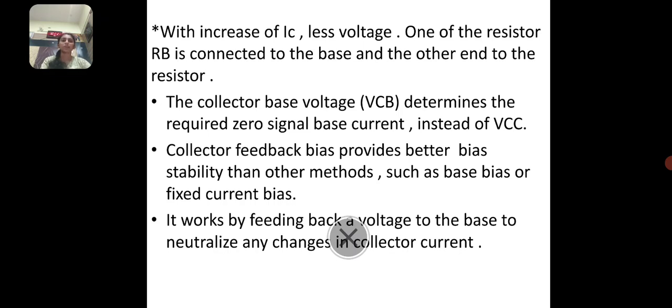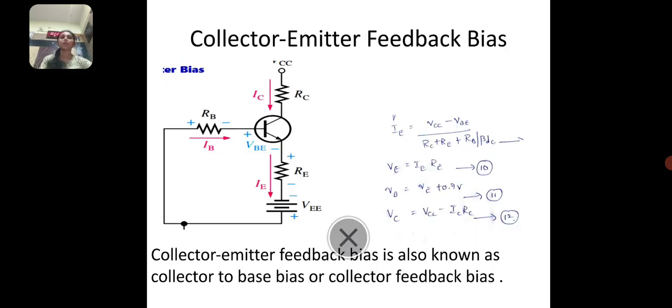Collector feedback bias provides better bias stability than other methods such as base bias or fixed current bias. It works by feeding back a voltage to the base to neutralize any changes in collector current. The another type of bias is collector emitter feedback bias. Collector emitter feedback bias is also known as collector to base bias or collector feedback bias.